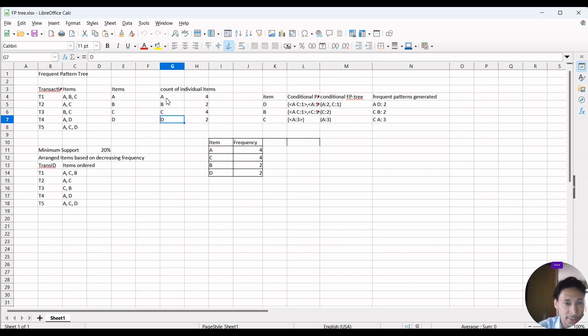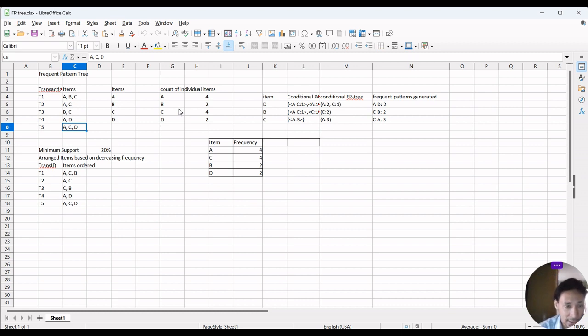Then we count how many times these items have repeated. From our transaction we can see A has repeated 4 times: 1, 2, 3, 4. Similarly B, 1, 2, twice. C, 1, 2, 3, 4. In this way we will figure out the frequency of each item.